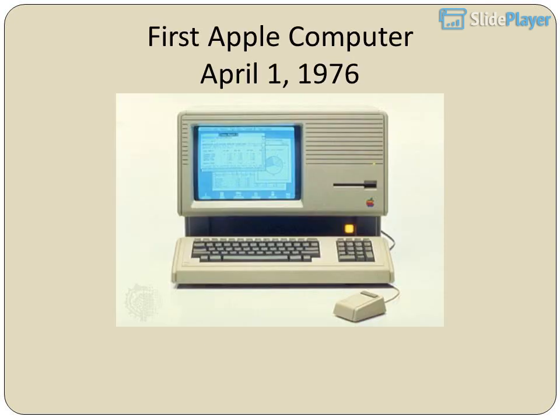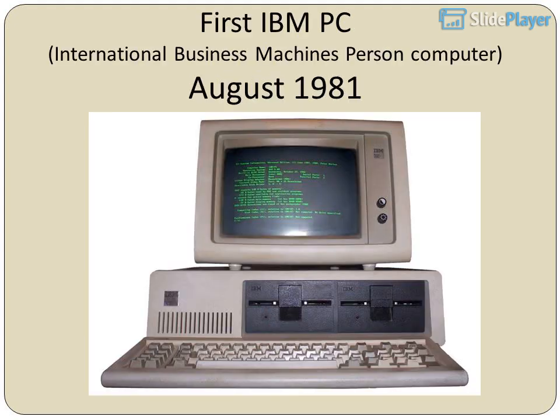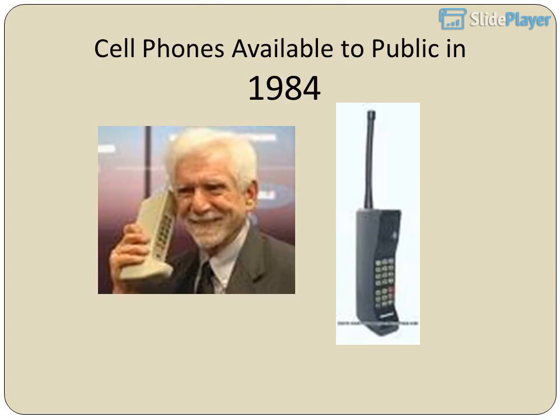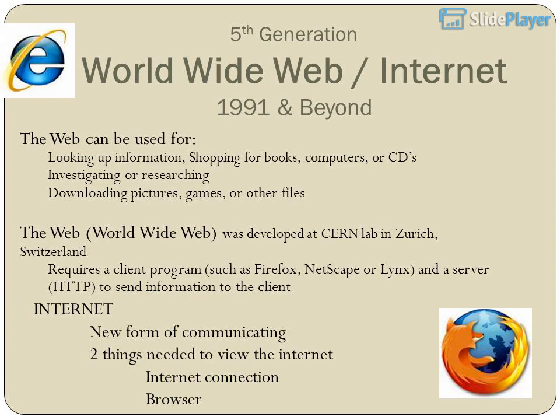First Apple computer, April 1, 1976. First IBM PC, International Business Machines Personal Computer, August 1981. Cell phones available to public in 1984. 5th generation: World Wide Web, Internet 1991 and beyond.